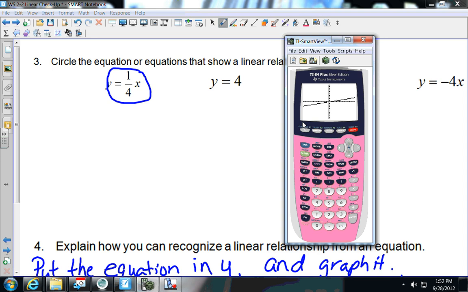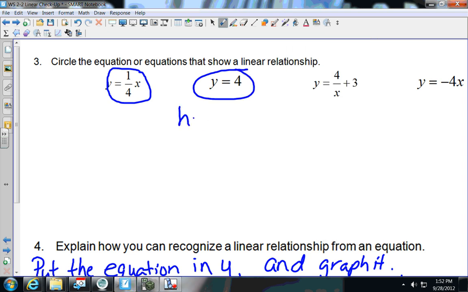Let's look at the next one. It just says y equals 4, so we'll put in 4 and press graph. Sure enough, it makes a horizontal line. So yes, this one works too. You may want to make yourself a note that anytime it has y equals and just a number, it is a horizontal line.